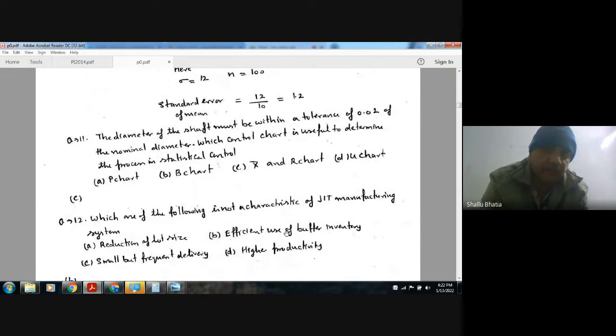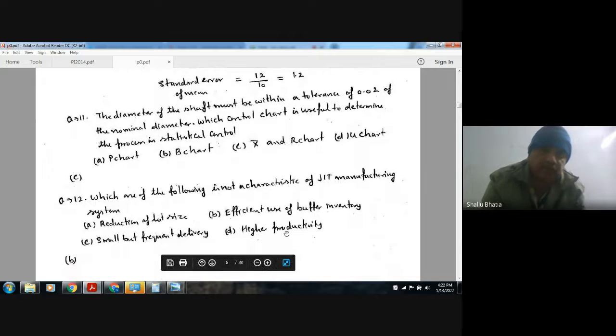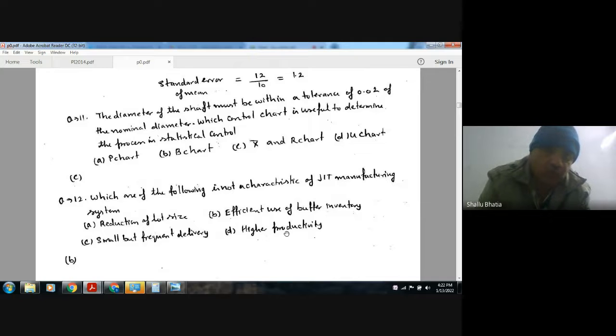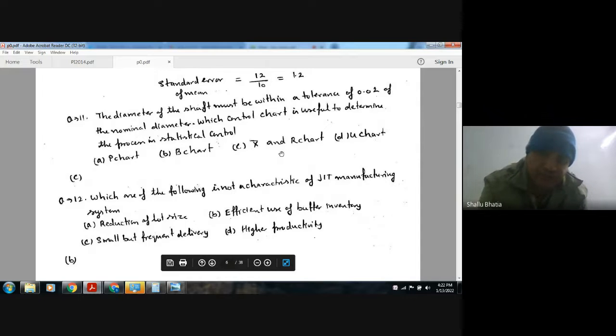Next, the diameter of the shaft must be within a tolerance of 0.02 of the nominal diameter. Which control chart is useful to determine the process statistical control? A, P chart; B, C chart; C, X bar chart and R chart; and D, U chart. So X bar and R chart are used for mean and range.